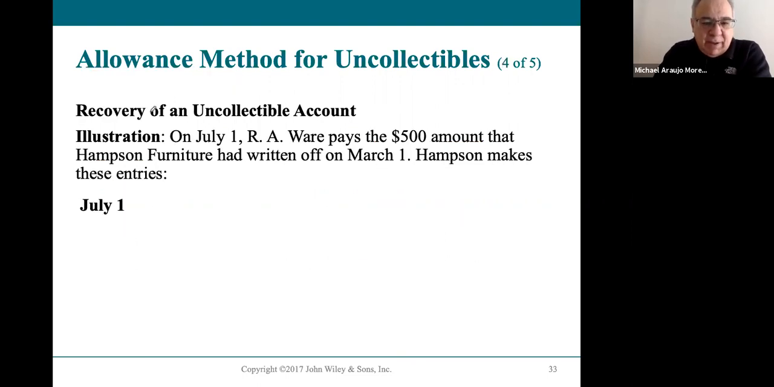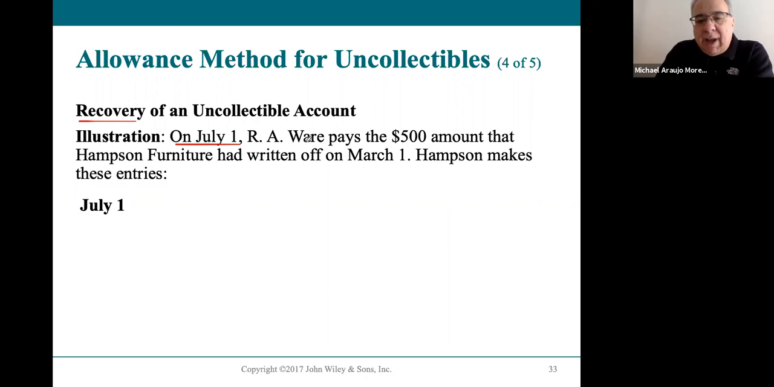Well, what happens when a customer whose account you've written off shows up and wants to pay their bill? Well, again, this happened in July. Remember, they wrote this guy off back in March. So you got March, April, May, June, July. I mean, it's been 4 or 5 months. The guy pops in and says, "Hey, I want to pay my bill now." You don't stare at this person and say, "Well, we already wrote you off. Get out of here." No, you want to take the money. That's what it was supposed to be in the first place.